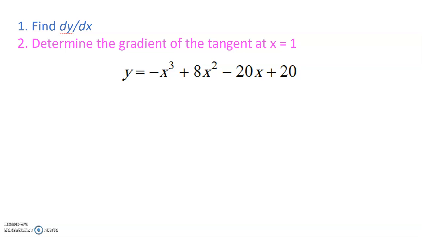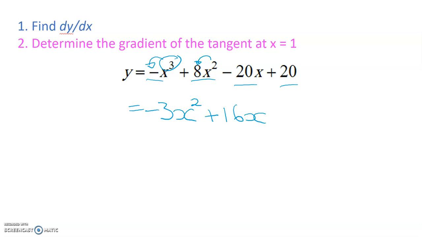Okay, so number 1 asks me to find dy dx, so it's just asking me to differentiate. So look at each term separately. We bring the exponent to the front and multiply it by the coefficient. So negative 1 times 3 is negative 3. Then we put the variable back where it was, and we reduce the power by 1. So that becomes 2. Then we repeat. So the next one, it's going to be 2 times 8, which is 16. Put the x in, and then reduce this 2 by 1.